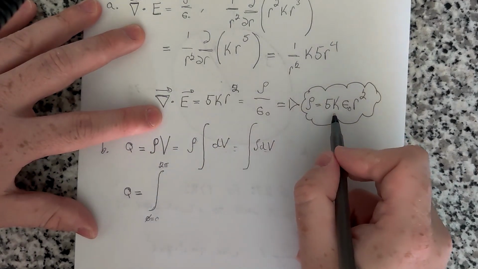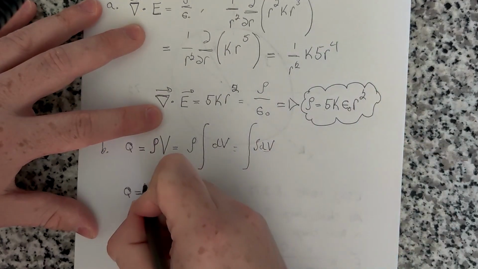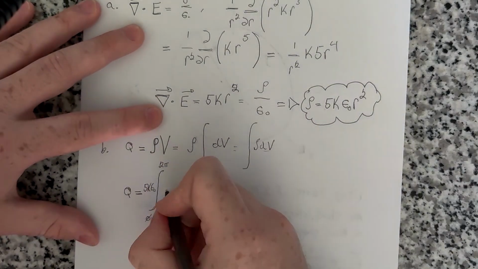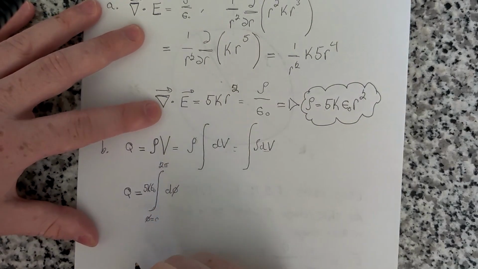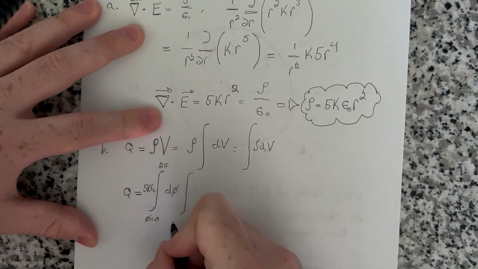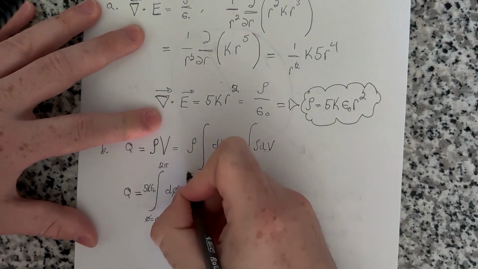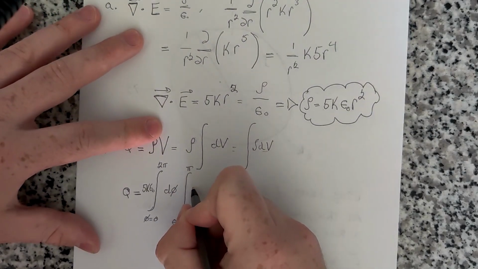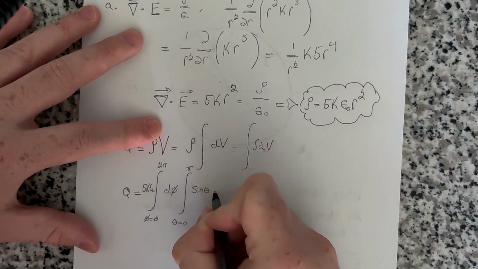And I can bring out the 5k epsilon naught to the front. So 5k epsilon naught, those are just constants. And then we have d phi. Nothing in our integral depends on phi. Then we have our theta integral, 0 to pi, and the only thing we're integrating here is sine of theta d theta.